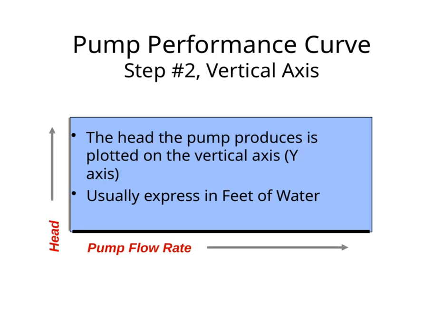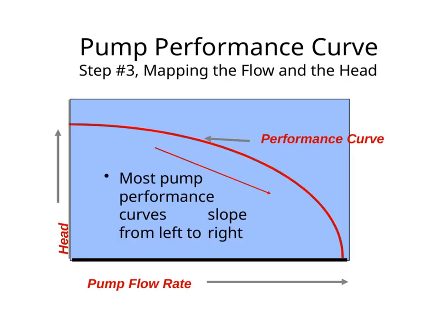Let's talk about the vertical axis on a pump performance curve. This is where we plot the head the pump produces. Head is basically the height the pump can raise water, and we usually measure it in feet of water. This vertical axis gives us a clear way to see how much pressure the pump generates at different flow rates. It's a key part of understanding pump performance, and it's our second step in reading the curve.